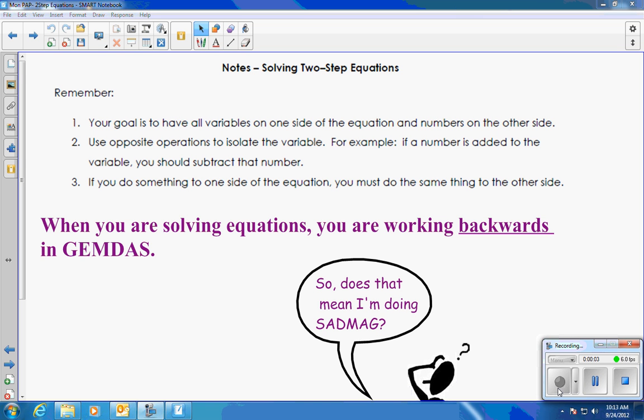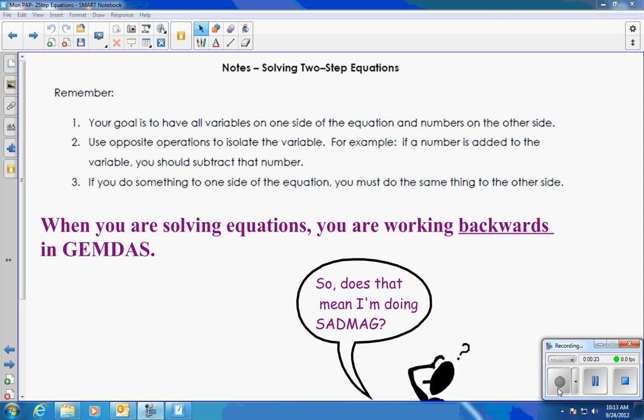This lesson is about solving two-step equations. So there are a few things to remember with this as well. Your goal is to have all variables on one side of the equation and numbers on the other side. We're going to use opposite or inverse operations to isolate the variable. For example, if a number is added to the variable, you should subtract that number.